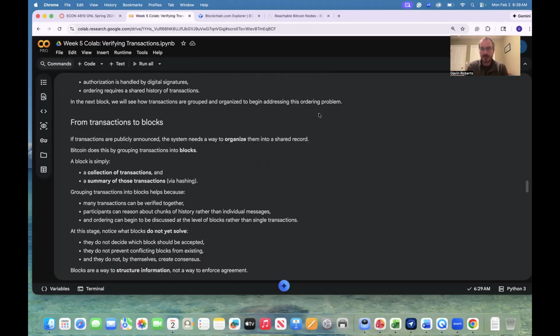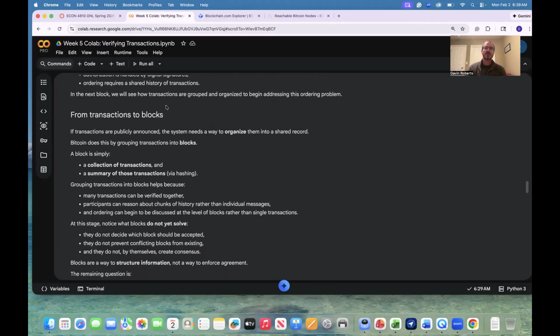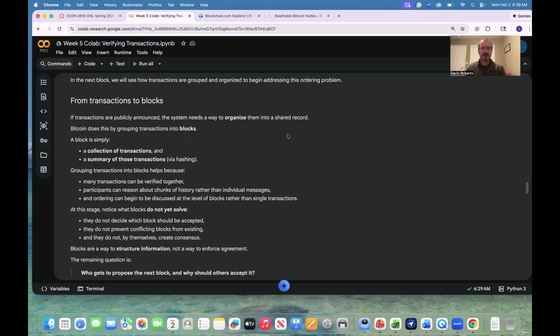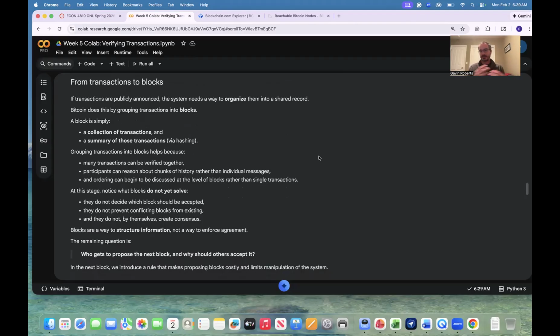So authorization, as we've seen a couple times now, is handled by digital signatures, signing with private keys. Then those can be verified because of public key cryptography. But ordering requires a shared history of transactions, a publicly agreed upon shared history. In the next block, we will see how transactions are grouped and organized to begin addressing this ordering problem. So we have all of these transactions floating around. Basically, people propose transactions. That public network is running the Bitcoin Core software or other related software.